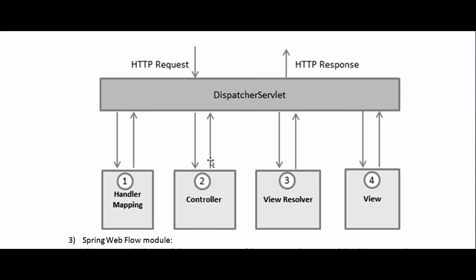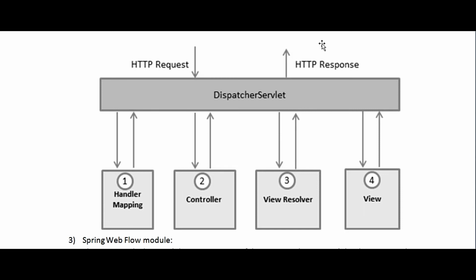The controller provides the response back to the dispatcher servlet, and the response might be associated with a view. So the dispatcher servlet goes to the view resolver to see if it is associated with any view, and if it is, it goes to the view, renders it and returns the HTTP response.